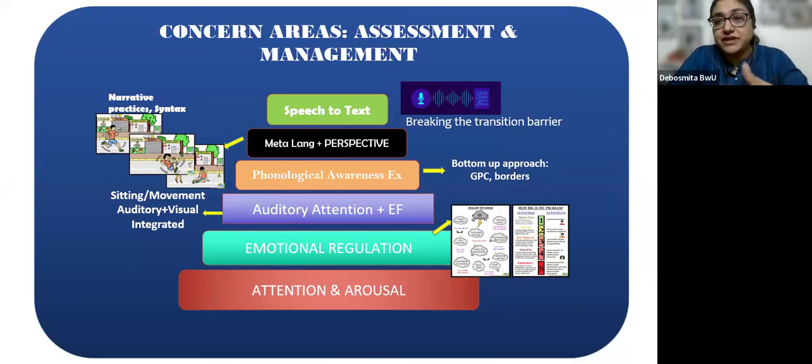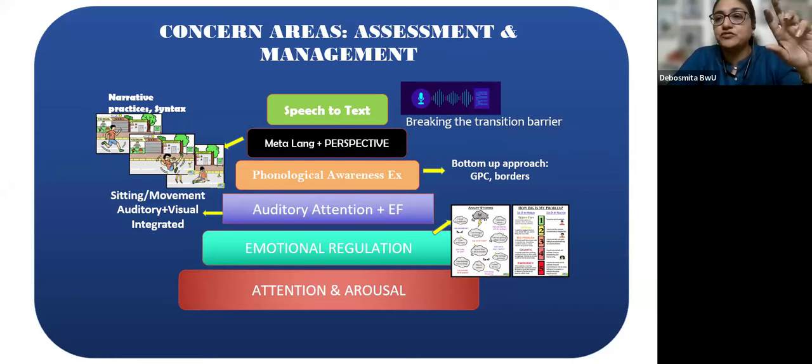Then comes phonological awareness, which has been amply covered by the special educators. We also use a bottom-up approach in helping the child with the GPC, the grapheme to phoneme conversion, as well as word borders, breaking down words, breaking down phrases that he's saying but is unable to read, and so on and so forth. Then come the metalinguistic and metacognitive skills, and perspective taking. There we focus a lot on narrative practices and syntax.